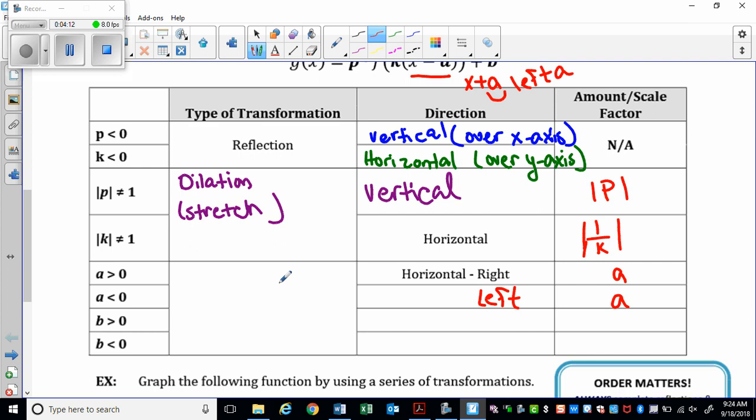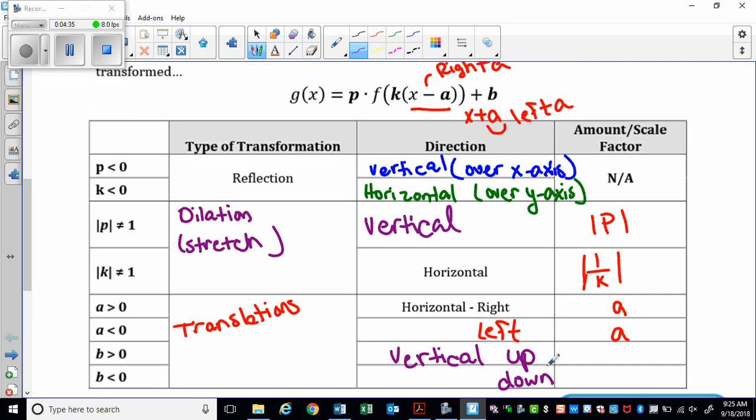All right, these are called translations. Translation means to slide. Horizontal, we also have vertical translations. We can move them up and down. And this depends on the b value. If my b is plus b, then we're going to go up. We're going to keep the sign. If it's negative b, then we would go down. This one we don't change the sign.